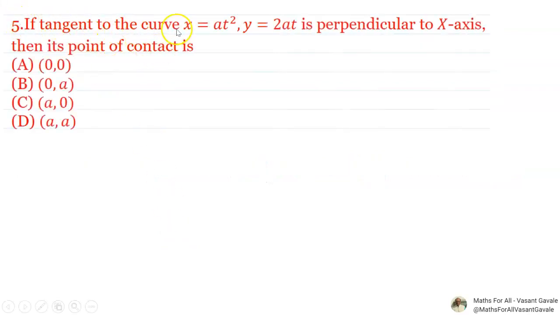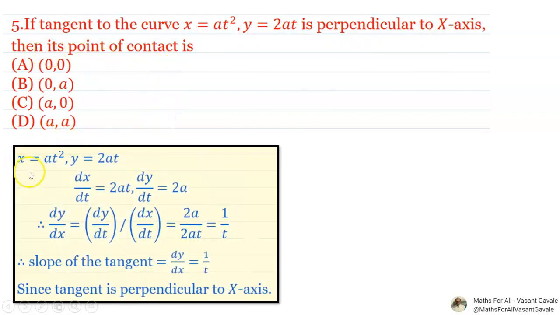If the tangent to the curve x is equals to at square, y is equals to 2at is perpendicular to x-axis, then its point of contact is, okay, x is equals to at square, y is equals to 2at. This is the parametric equation of a parabola. dx upon dt is equals to 2at, dy by dt is equals to 2a. Therefore dy by dx is equals to dy by dt upon dx by dt is equals to 2a upon 2at. 2a and 2a get cancelled, you will get 1 upon t. Slope of the tangent, that is dy by dx, is equals to 1 upon t.